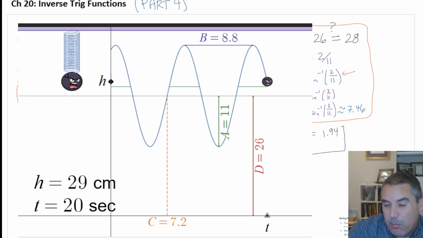A separate question would be what percentage of the time in one cycle is it above or below? But that wasn't what the question asked.